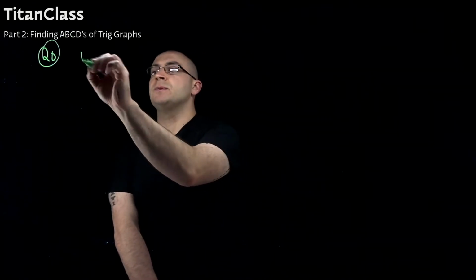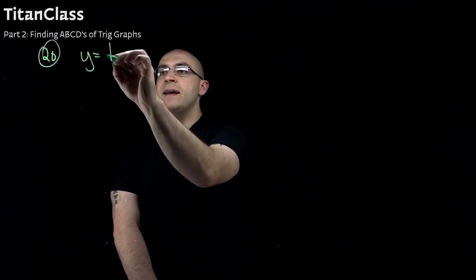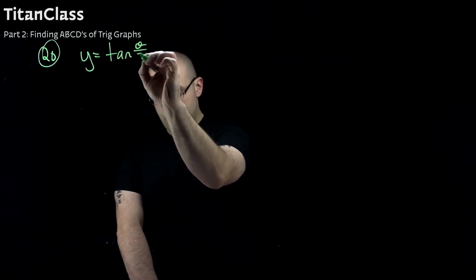Tangent and cotangent, so we'll do the tangent one first. This is a simple one. It's y equals tangent of theta over 3.